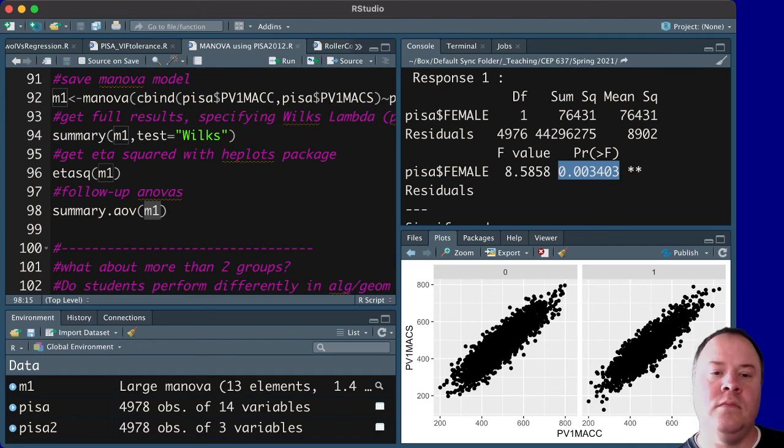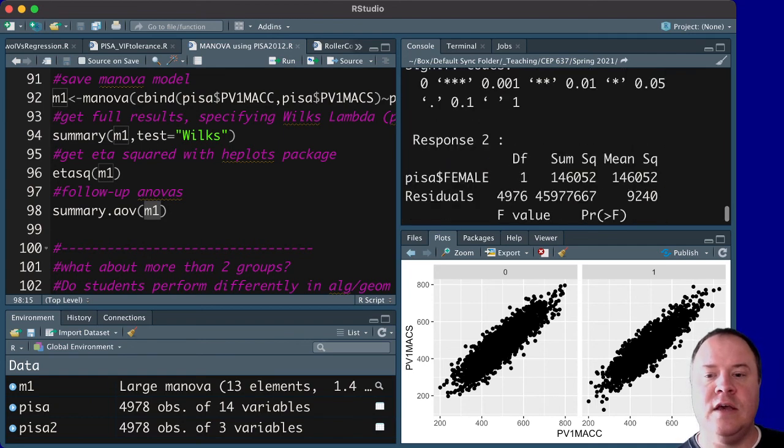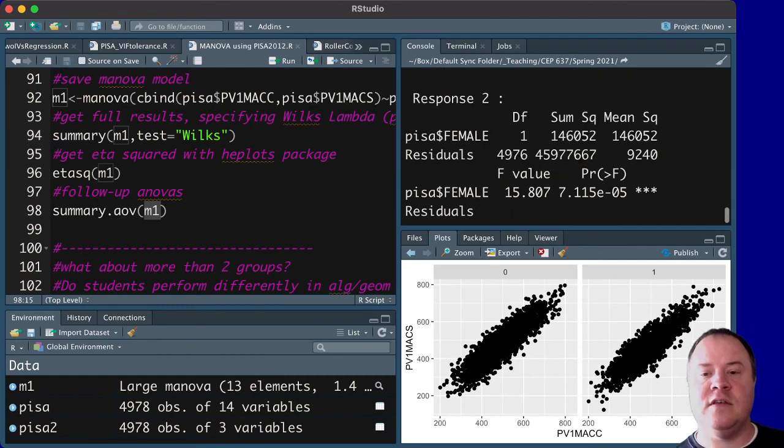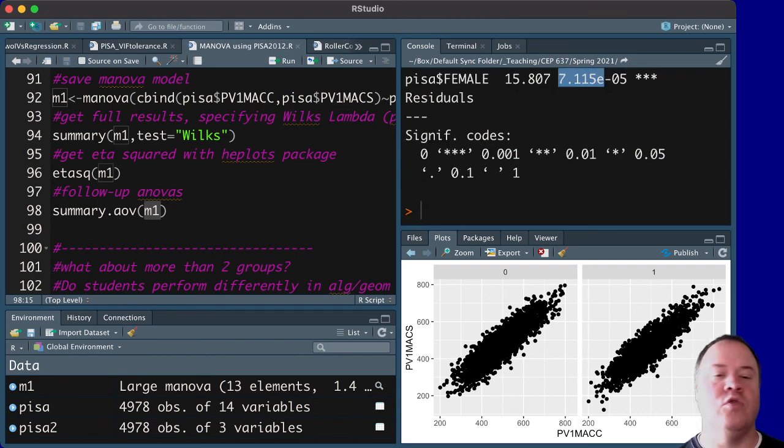Then we can see response 2 for geometry. They also scored statistically significantly different from one another. We could look at the differences in the means of these two in order to make more sense of that. And that is it for two groups.